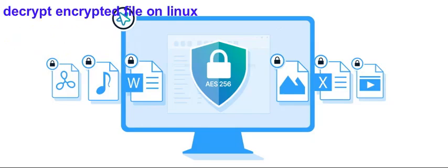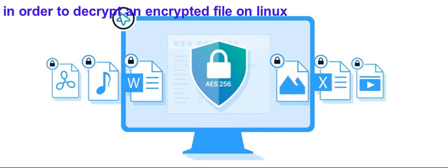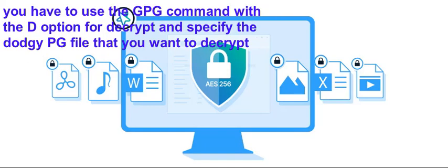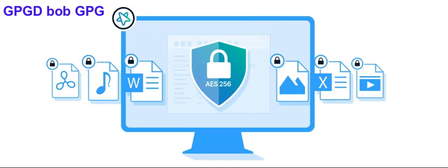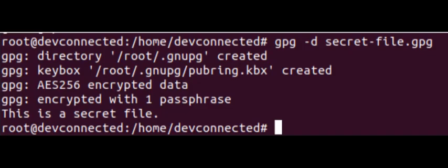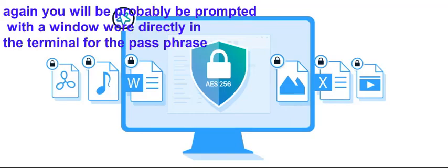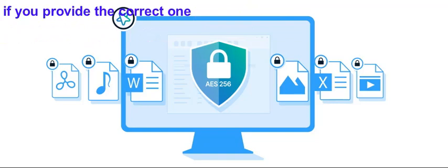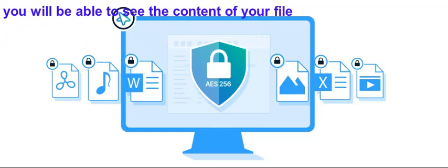Decrypt encrypted file on Linux. In order to decrypt an encrypted file on Linux, you have to use the GPG command with the -d option for decrypt and specify the .gpg file that you want to decrypt. gpg -d file.gpg. Again, you will probably be prompted with a window, or directly in the terminal, for the passphrase. If you provide the correct one, you will be able to see the content of your file.